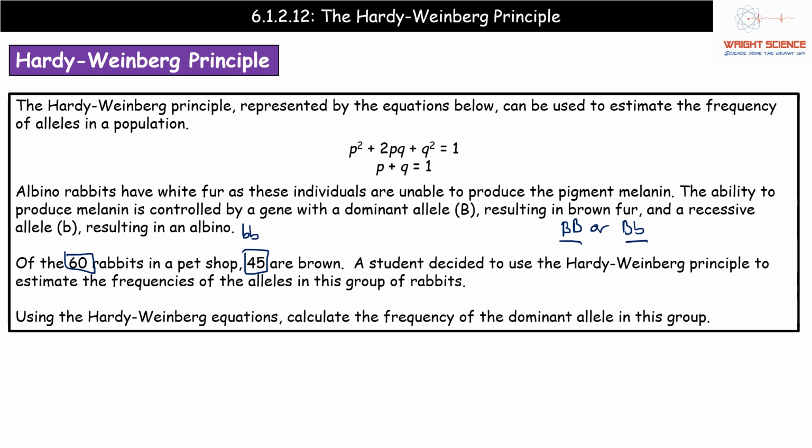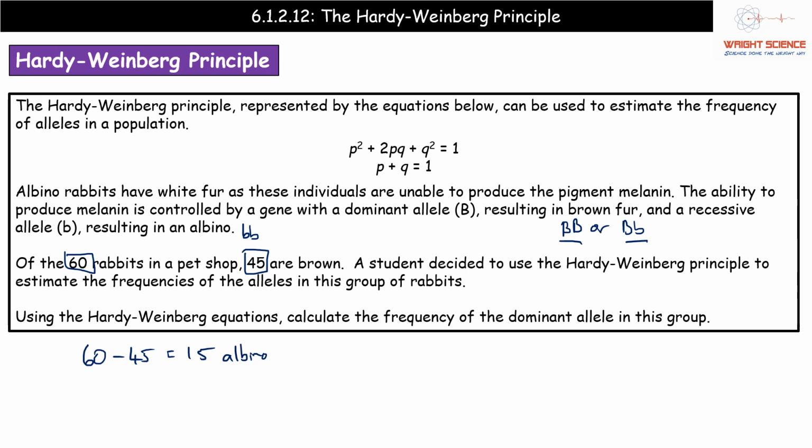So we're not actually going to be looking at the bit they've explicitly told us. We need to think about how many of these are albino rabbits, because the only way you can be albino is to be homozygous recessive. So if 45 out of 60 rabbits are brown, then 60 minus 45, hopefully we can do that maths in our head, is 15. So we have 15 albino rabbits.